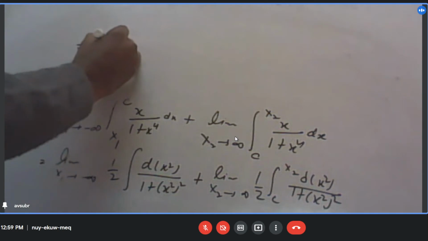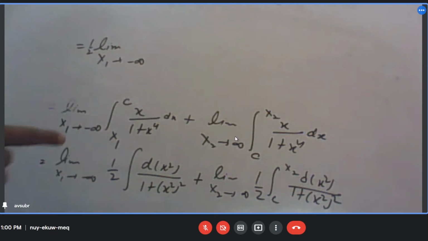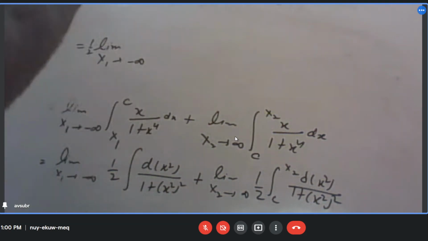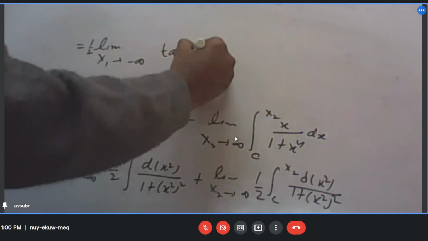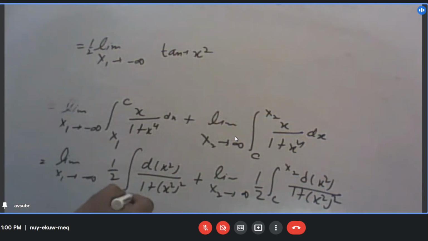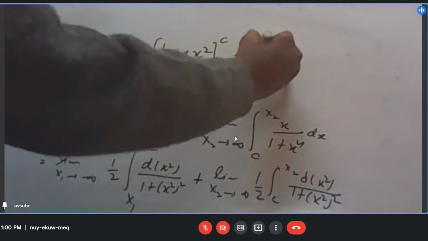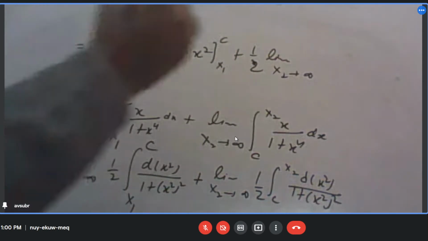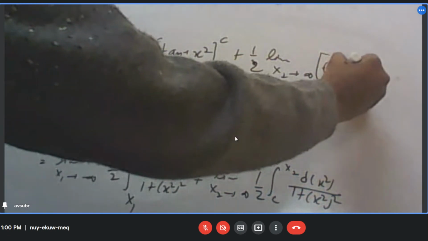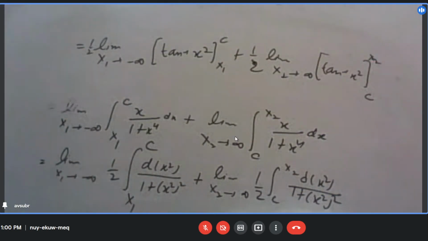So 1 by 2 limit x1 goes to minus infinity, and this will be tan inverse x square. I just forgot to put the limit over here, x1 to c, plus 1 by 2 limit x2 goes to infinity tan inverse x square from c to x2.